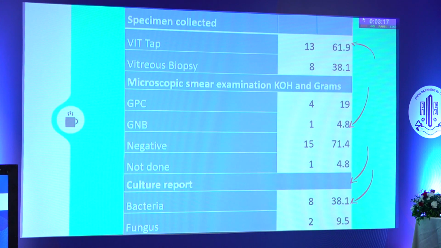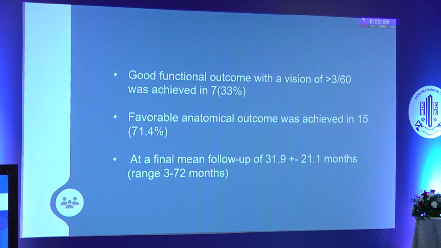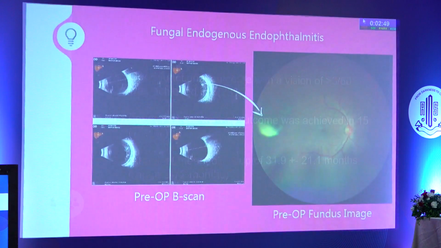On microscopic smear examination, 15 patients gave a negative report, whereas bacteria was the most common with 8, and fungus was recorded in 2 patients. Streptococcus pneumoniae was documented in 6 patients, which was the most common, and we did not get any growth in 11 patients. Good functional outcome with a vision of more than 3/60 was achieved in 33%, while a favorable anatomical outcome was achieved in 71% at a mean follow-up of 3 to 72 months.